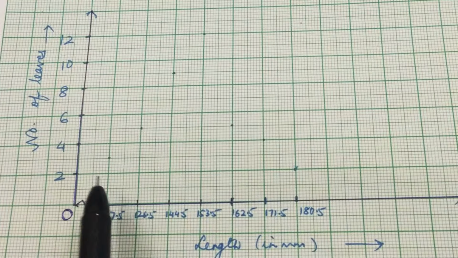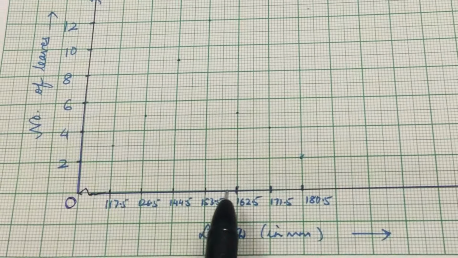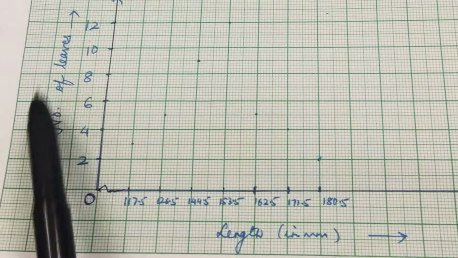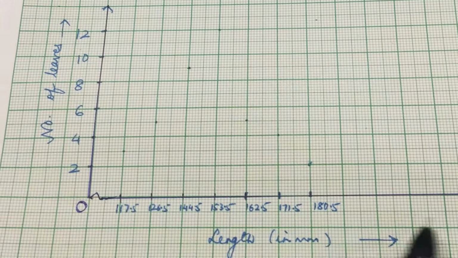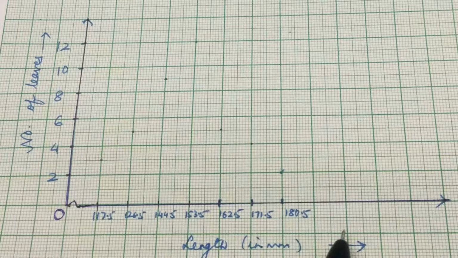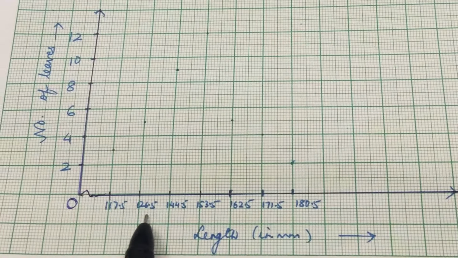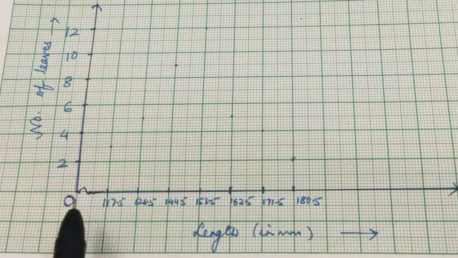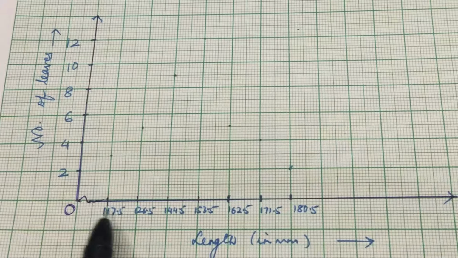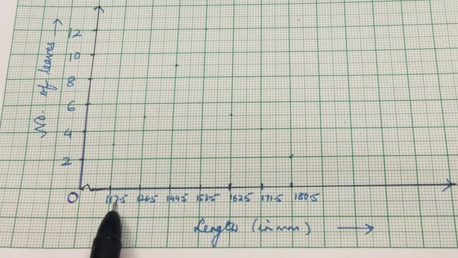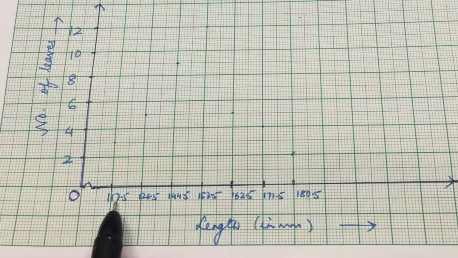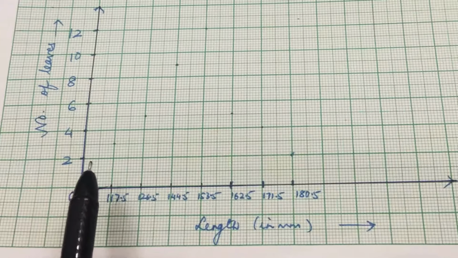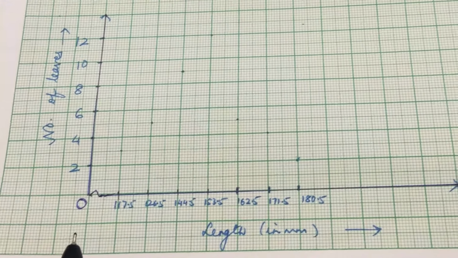Now you will draw the histogram. We will first make the vertical axis and the horizontal axis. On the vertical axis we will write the frequency, or the number of leaves, and on the horizontal axis we will mark the class intervals, which are 117.5 to 126.5, 126.5 to 135.5 and so on. And here I have made a kink because the class interval is not starting from 0, it is starting from 117.5, and I have taken an interval of 2 units. So let us draw the histogram.